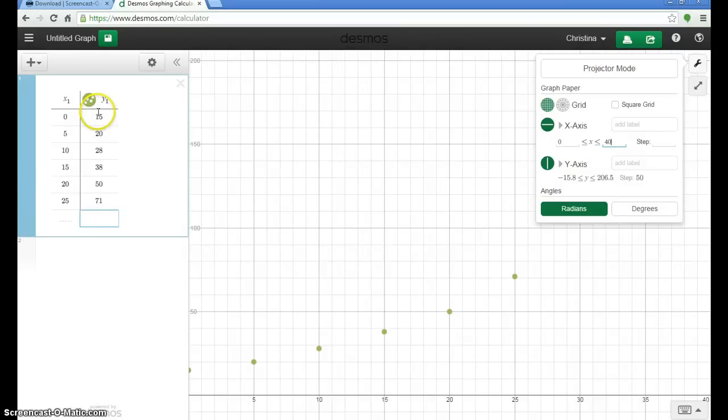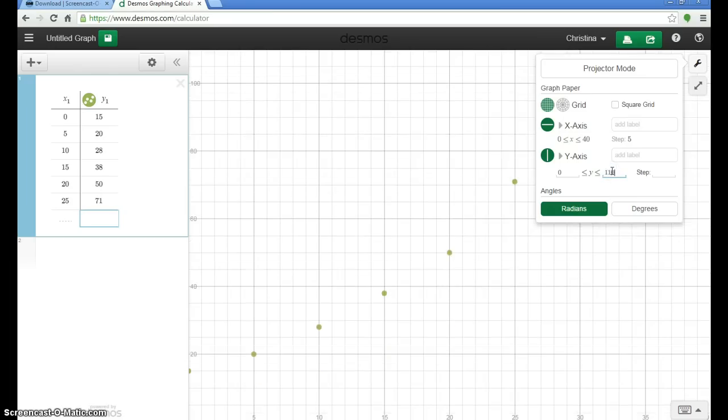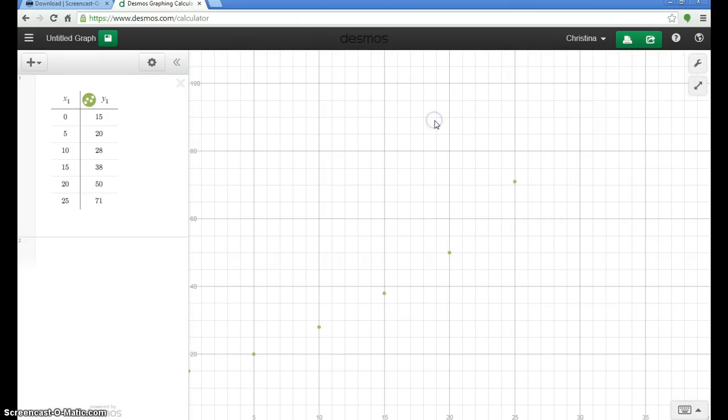And then my y values range from 15 to 71, but remember my y values are that percent satisfaction. So percentages, I'm going to go from 0 to 100. Or let's just say 110 so we can see the whole picture here. Okay, so we're done with that, so I'm just going to click the graph to get out of there. And I have my points here.